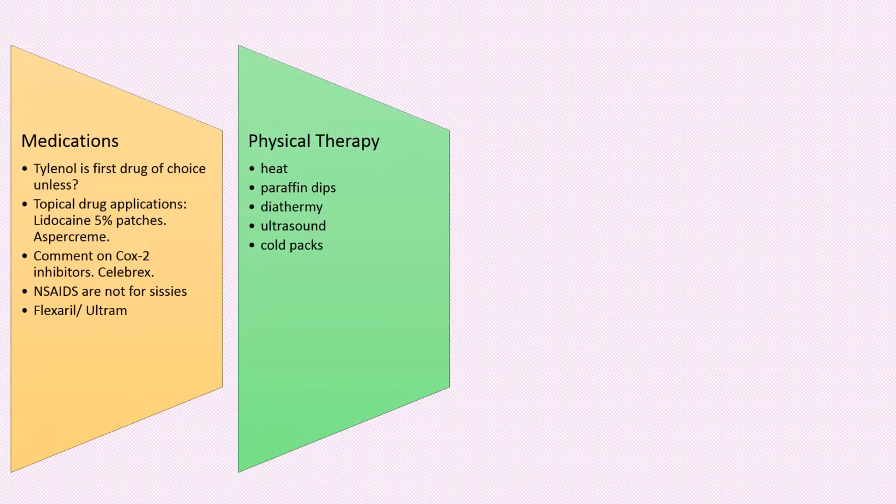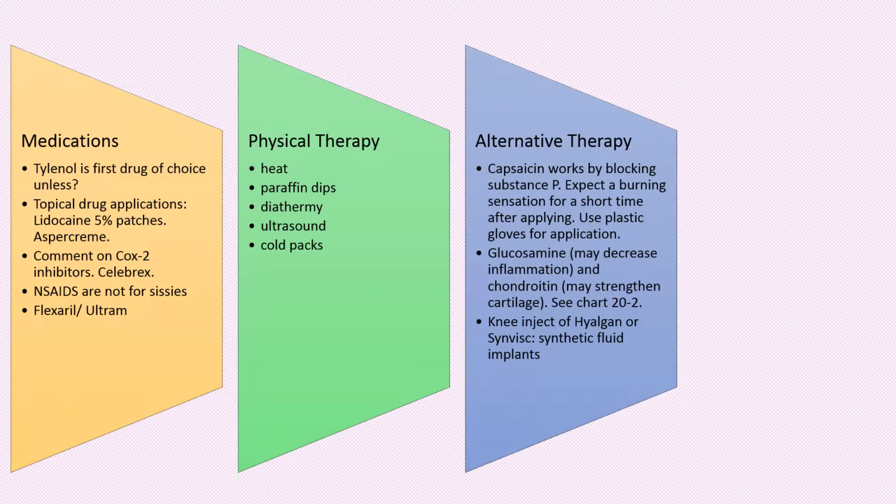Okay, so let's discuss some medications. We can give Tylenol. It's usually the first drug of choice. We have topical drug applications such as lidocaine, Aspercreme. You can have the COX-2 inhibitors or Celebrex. You may use NSAIDs, Flexeril, or Ultram. Physical therapy can include heat, paraffin dips, diathermy, ultrasound, and cold packs. Alternative therapies can include capsaicin, glucosamine, or knee injections.